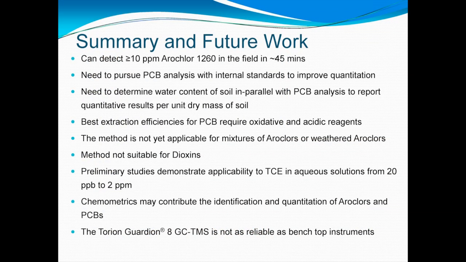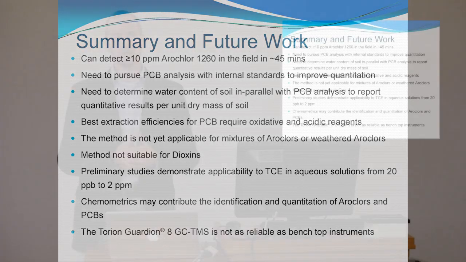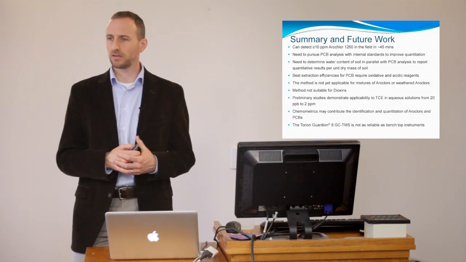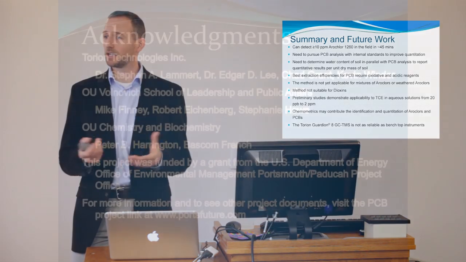The method is not really suitable for dioxins, but it is very suitable for TCE, this trichloroethylene in aqueous solutions or groundwater. And now the detection limits are much better, down to about 20 parts per billion instead of 10 parts per million for the PCBs. We haven't yet tried very sophisticated statistical methods, but we could use some chemometrics to help identify these Aroclors or mixtures. And the bottom line is that this particular instrument is not as reliable as benchtop instruments. There were occasions where it would get plugged or blocked or things like that. But it certainly is able to make the kinds of measurements in the field that could help with on-site remediation in the future.